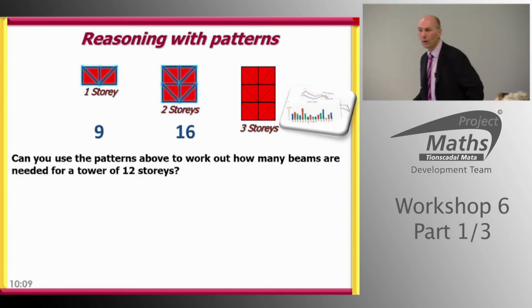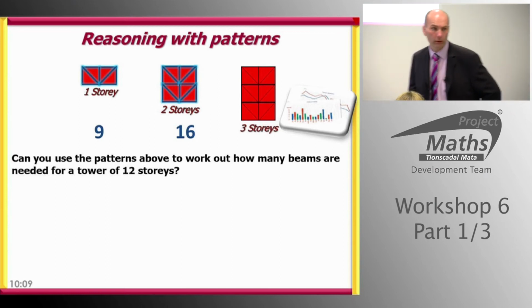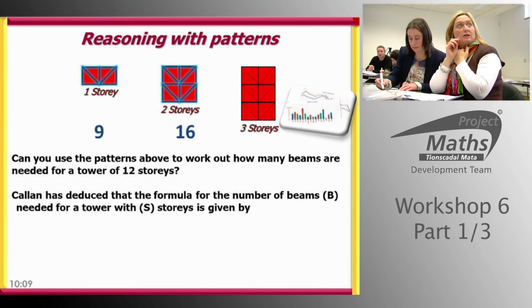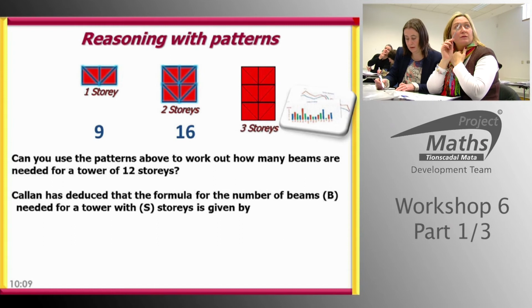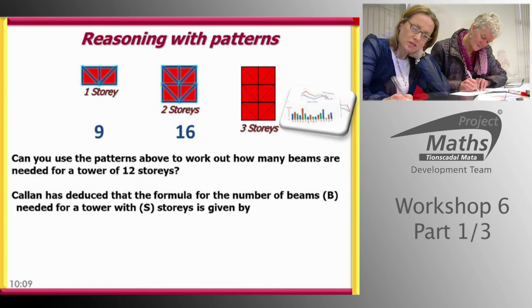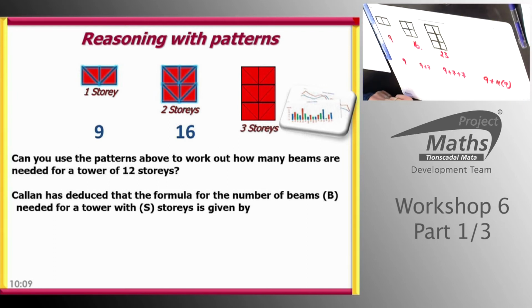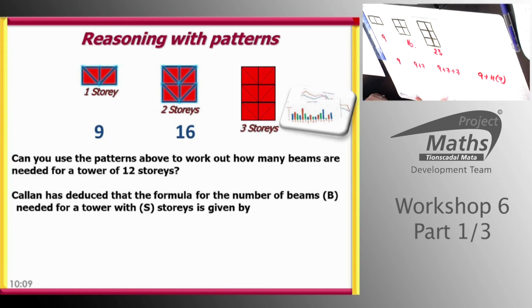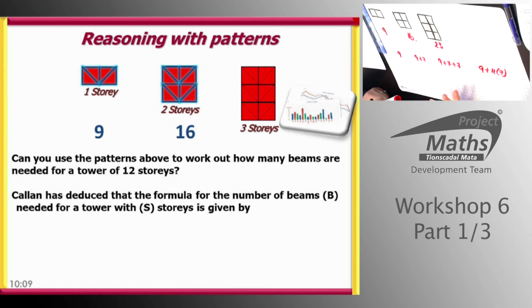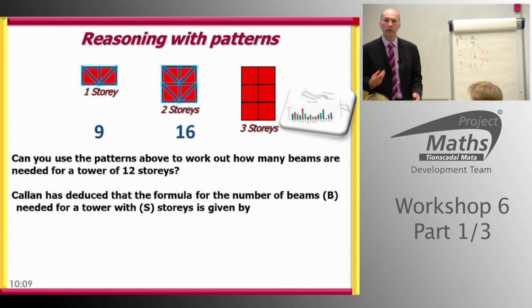Okay, so over to you now in your pairs. How many beams will be needed for 12 stories? Okay? Yeah, but let's find a general formula. Okay. So when your rate of change is constant, it must be a linear pattern.